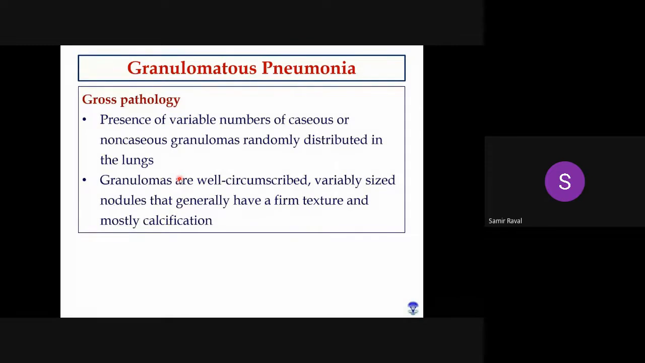Now grossly what you will find, in case of granulomatous pneumonia, there will be presence of variable numbers of caseous and non-caseous granulomas. And these particular granulomas are randomly distributed in the lung. These granulomas are well circumscribed, meaning they have well defined borders, variable sized, okay, and depending upon the calcification, they may be hard or firm, or will show variable texture.